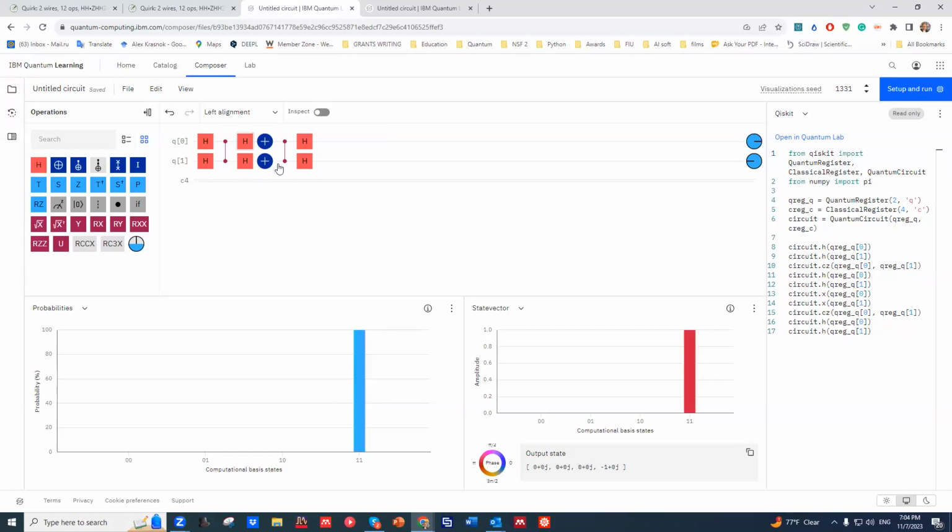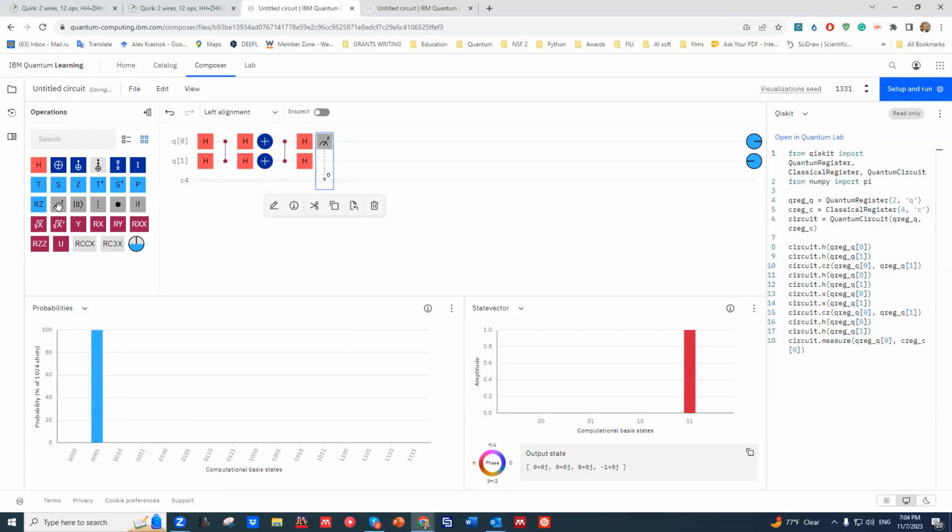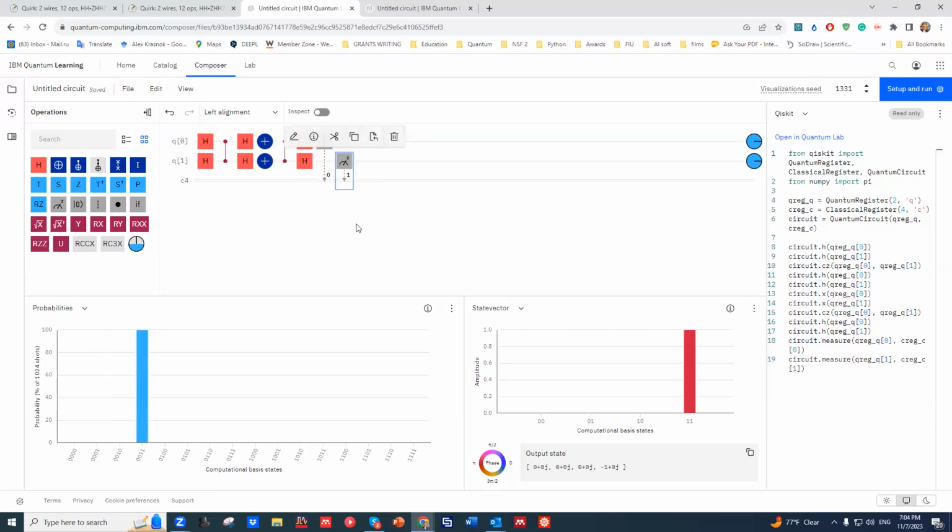So after application of one iteration of Grover's algorithm, we got exactly the state 1-1. And then, of course, we can run the simulation, and in order to be able to run the simulation, we need to add the measurement gates in order to measure it.